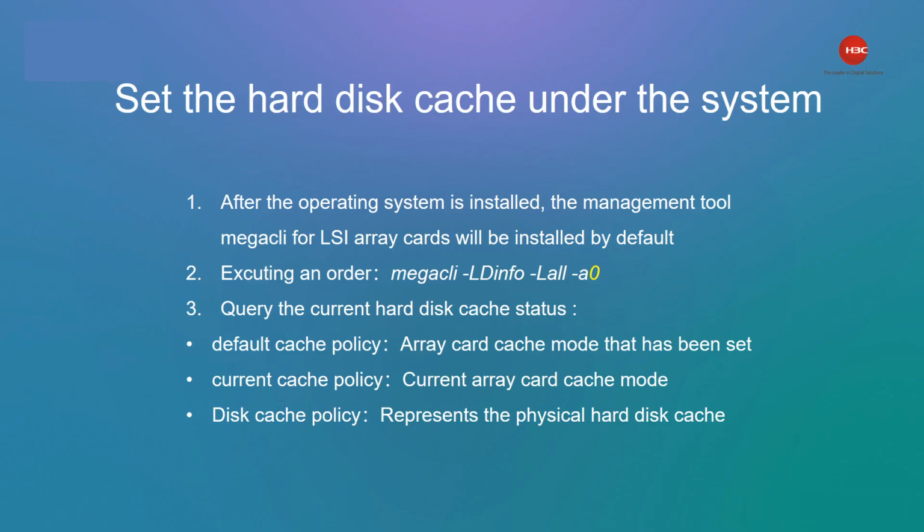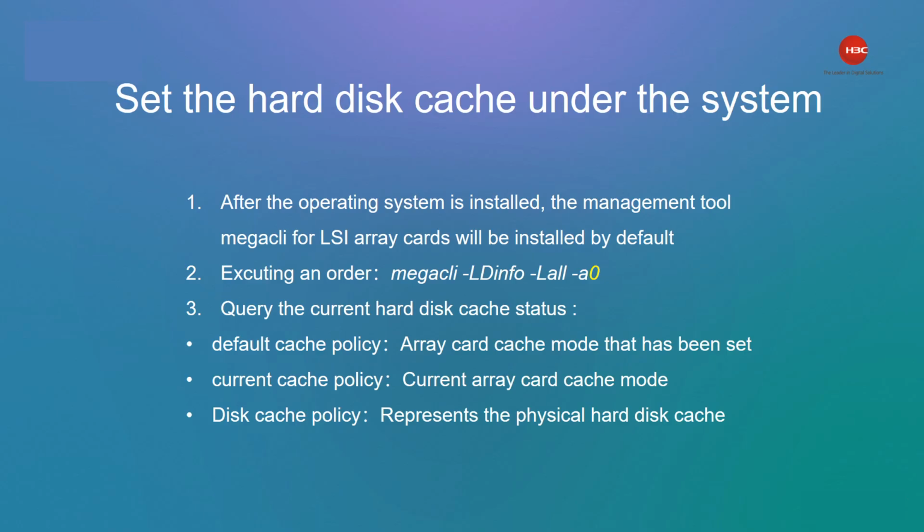If there are multiple array cards on the server, or the array card slot number is not 0, you need to modify A0 to the corresponding slot number. After the command is executed, in the output result, the main focus is on the keyword cache policy. Among them, the default cache policy is the set cache mode of the array card, and the current cache policy is the current cache mode of the array card. Usually, the display of these two fields should be the same.